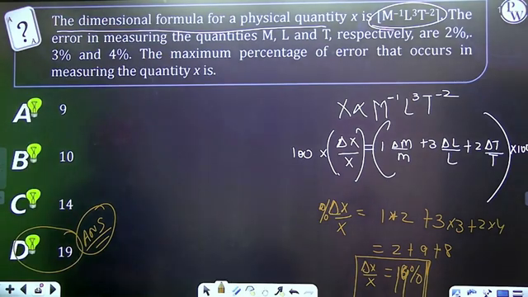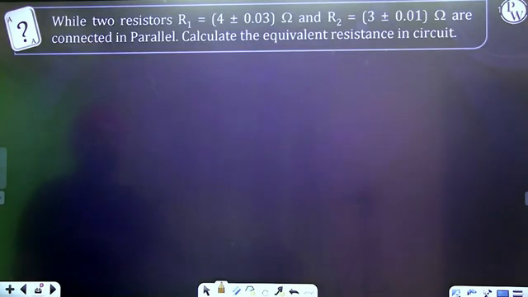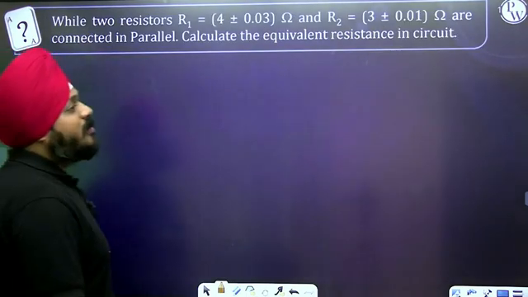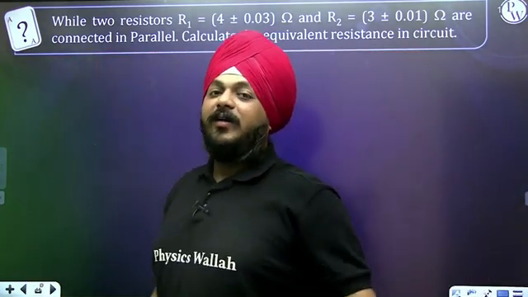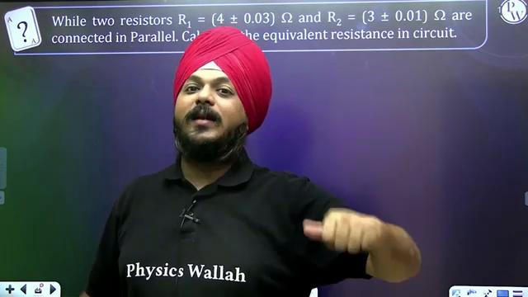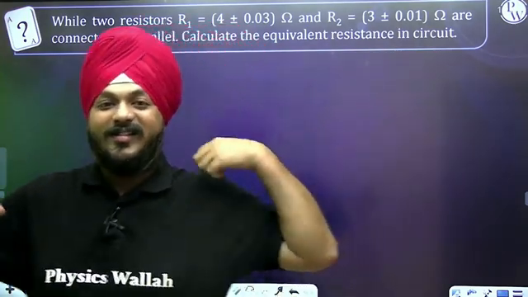So this is the first question based on the combination of errors. Generally, this kind of question is asked in examinations, so this chapter is quite a scoring one. If two resistors are connected in series, the question is going to be quite easy. But when the two resistors are connected in parallel, things may differ.